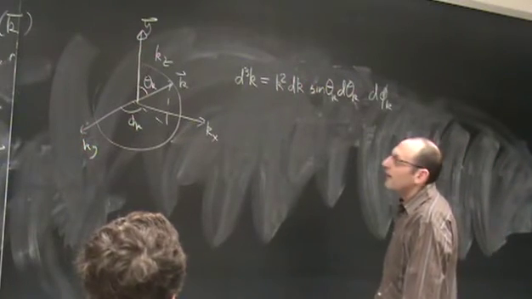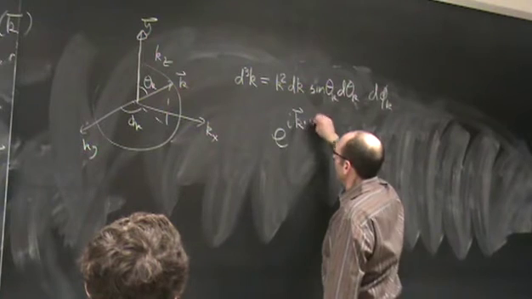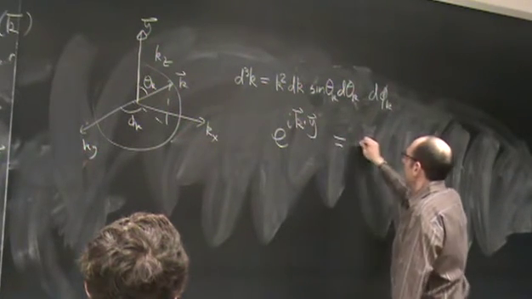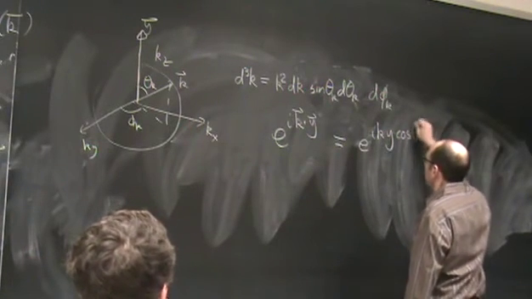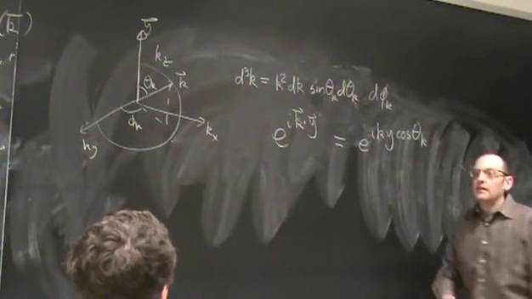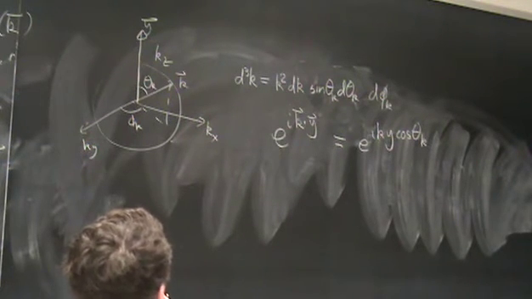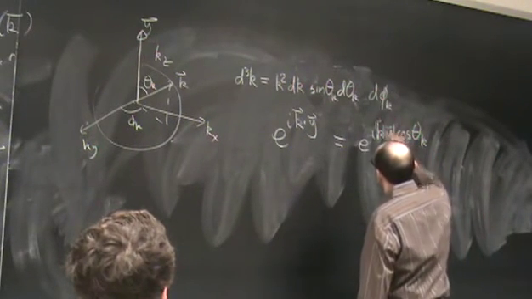And we have to integrate the function e to the i k dot y over k squared. This is equal to k y times the cosine of the angle between them, as defined. So this is the magnitude of y, and this is the magnitude of k.